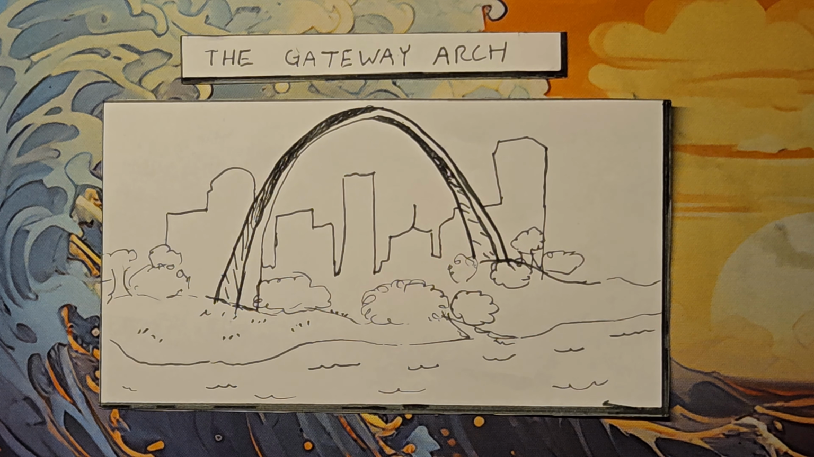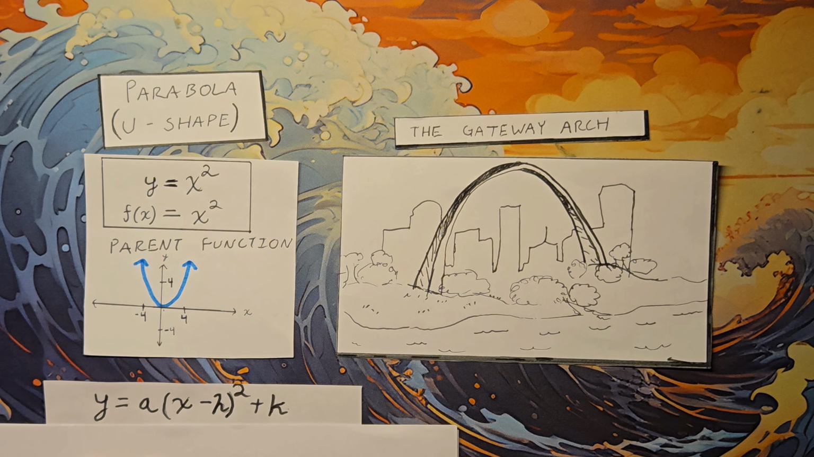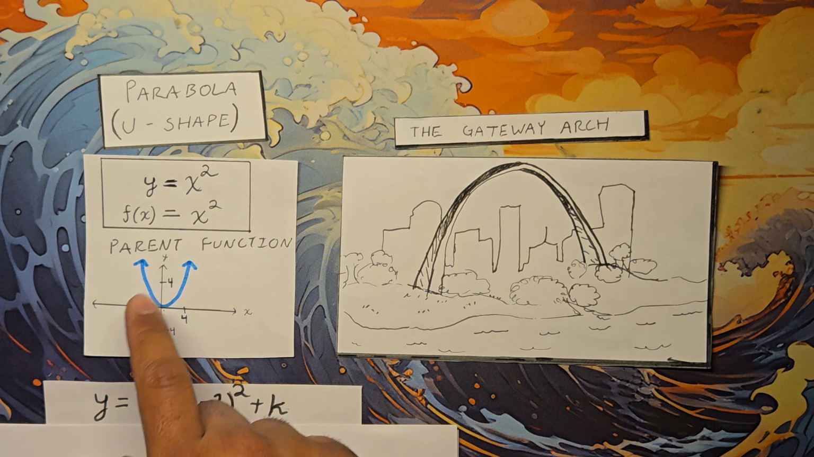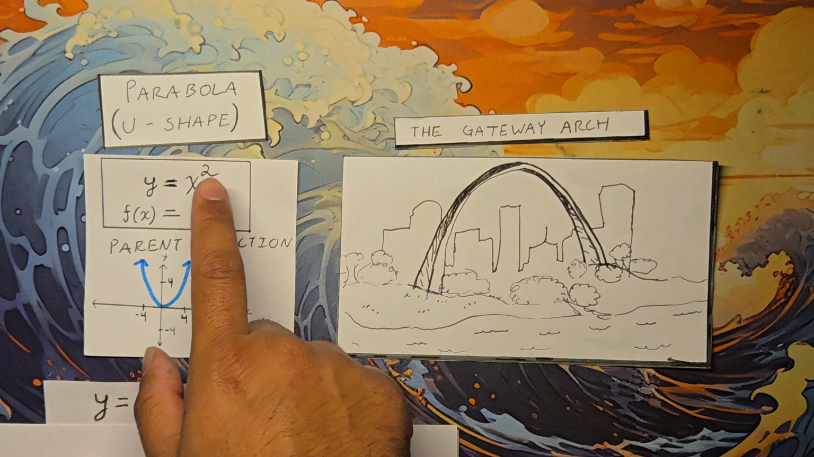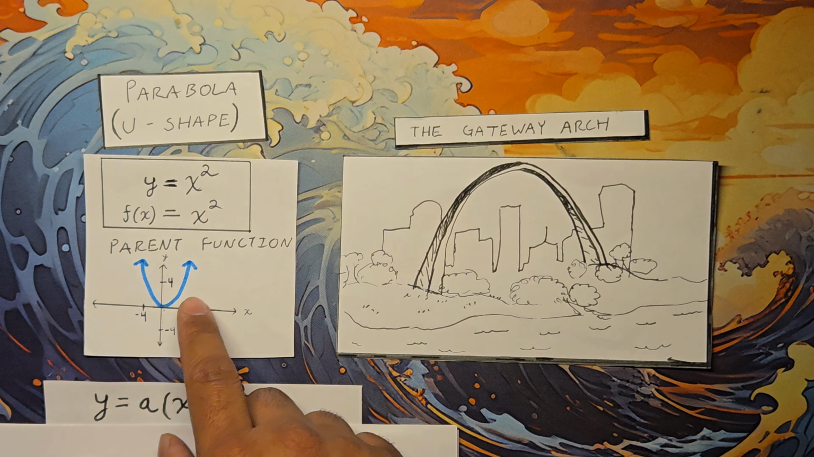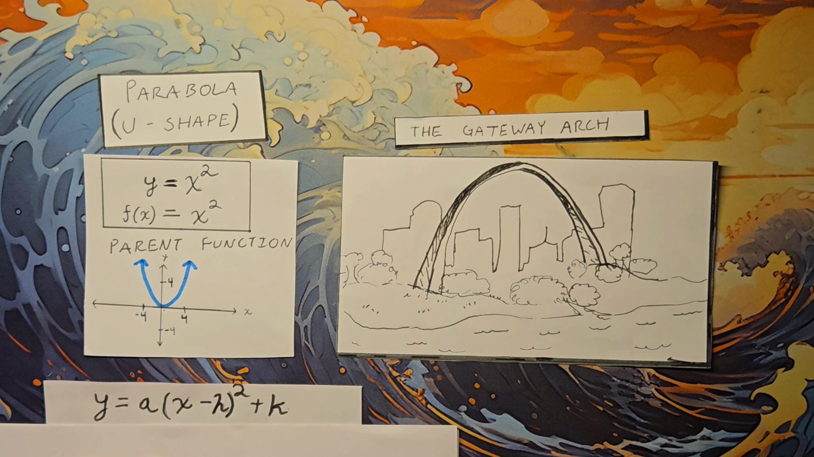I want to describe the shape of the arch using a mathematical function that is able to be used to analyze other situations. To describe the shape of the arch, I will start with this parent function, which is y equals x squared. That gives us the shape of this graph here. The function has not been tampered with yet.